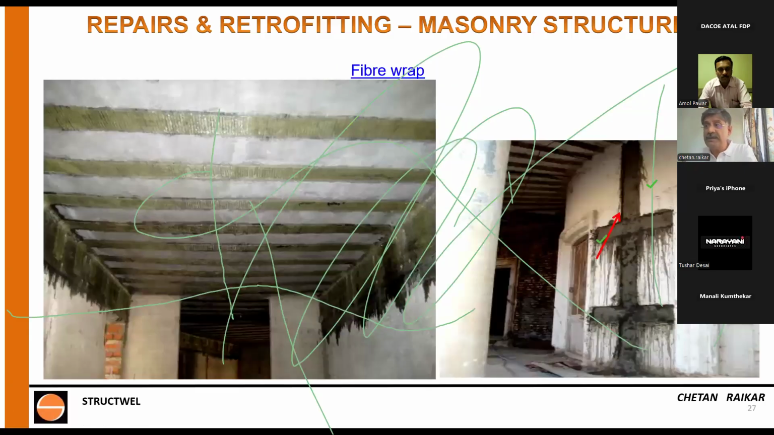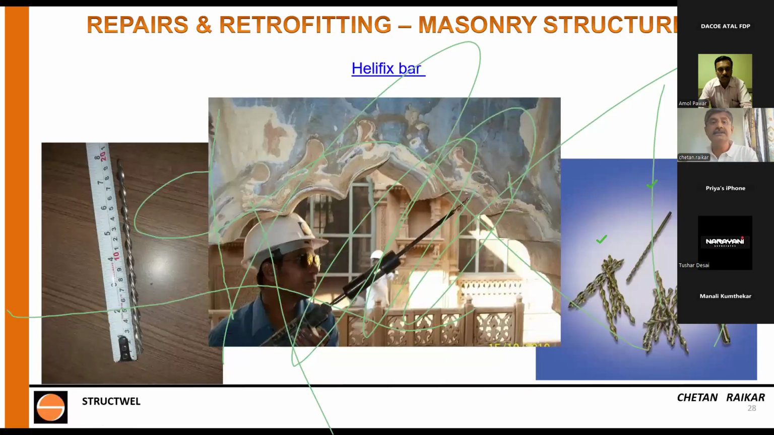Fiber wrap. We saw about fiber wrap last time, and this is a live example of where a load bearing mud masonry is wrapped. On the right hand side, the photograph that you see is a load bearing 200-year-old mud masonry using fiber wrap. So let me go a little fast on this.